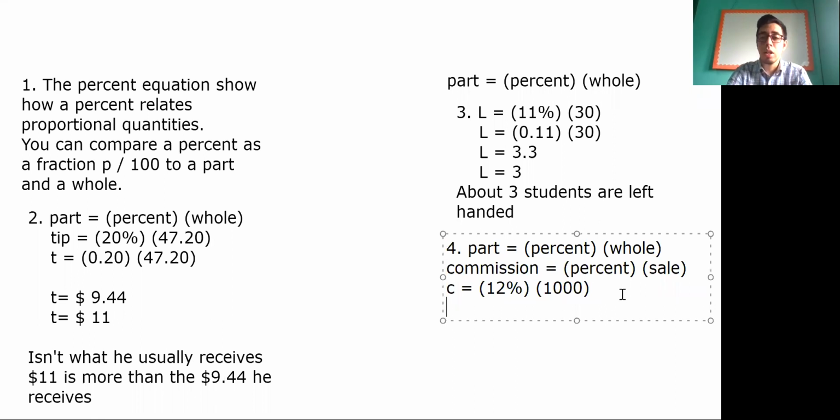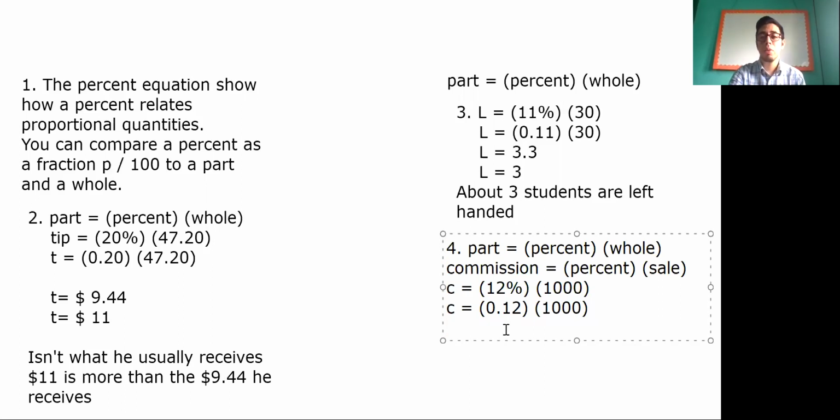So the 12%, you cannot work with the percent, so I'm going to change it into a decimal. The commission is going to be equal to 12% divided by 100, which gives 0.12, and you are going to multiply this by 1,000. What is the result when you multiply 0.12 by 1,000? The commission is going to be 120. 120 what? $120.